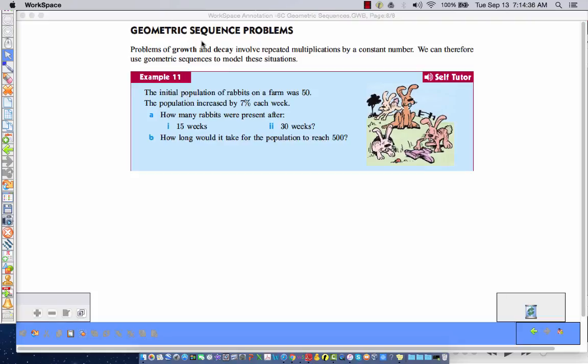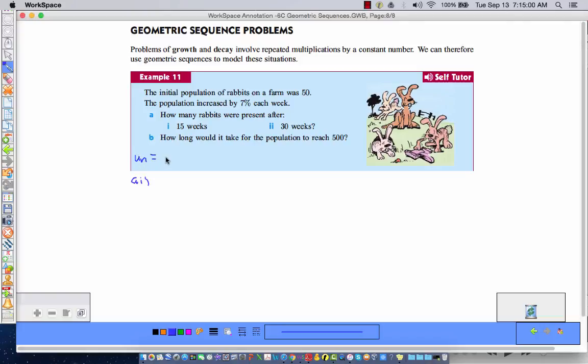All right, so now we have a geometric sequence problem, growth and decay. Our geometric sequences, if we have a constant increase, which in this case we will. The initial population of rabbits on a farm was 50. So I know this is important for u sub 1, and we are basing this on our geometric sequence formula: u sub n equals u sub 1 times r to the n minus 1. u sub 1 is equal to 50.